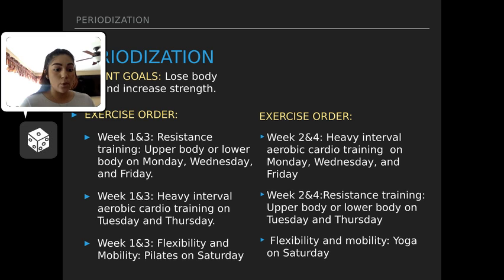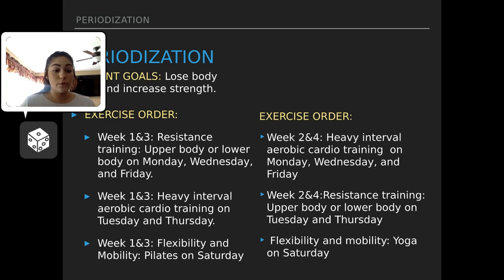His exercise order for weeks 1 and 3 was resistance training, upper body or lower body, on Monday, Wednesday, Friday. So if he's going upper body Monday, then he would do Wednesday lower body, and then Friday upper body. Weeks 1 and 3 also have heavy interval aerobic cardio training, which will help him lose body fat, on Tuesdays and Thursdays, and on Saturdays, which is Pilates, for weeks 1 and 3.